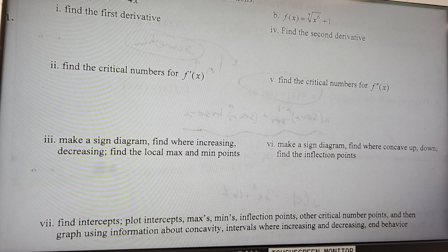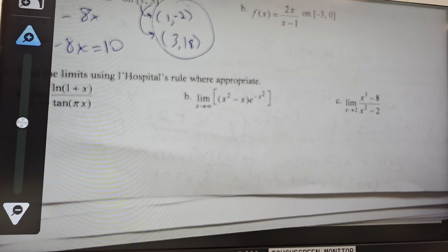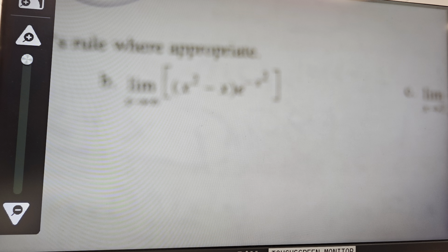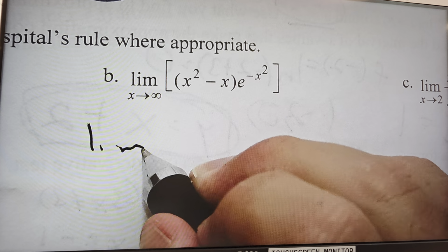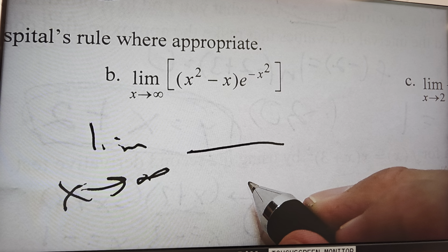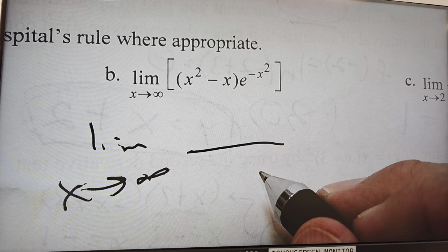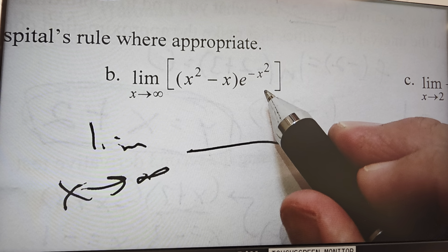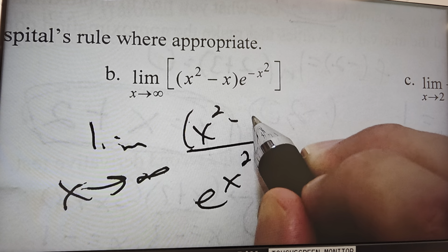Can you do 10B? I just want to see because it's not flashing. Oh, how do you very quickly make that a fraction? So you're going to put the e to the negative x squared on the bottom and add a negative. It already has a negative, so we're going to make it a positive. What does a negative power mean? It's on the bottom. Flip. So when I flip it, it's not negative anymore. It's already a fraction.